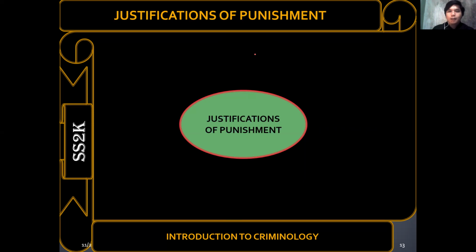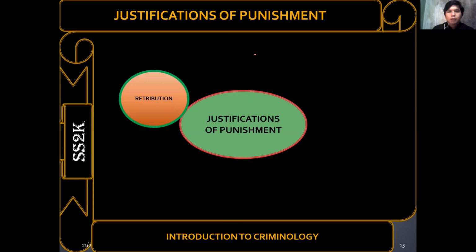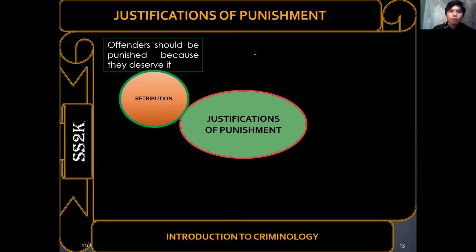So what are the justifications of imposition of punishment? We have retribution. So ano yung retribution? Offenders should be punished because they committed a crime, because they deserve it. Yun po ang isa sa justification of punishment. Nakagawa ng krimen, so karapat-dapat lamang siyang parusahan. That is a retribution. They deserve that. That's why they need to be punished.